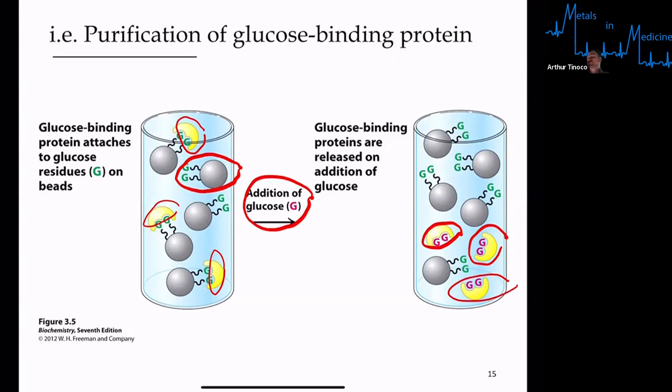So what's going to be the order of elution? What do you think, Carmen? What's going to dictate order of elution?